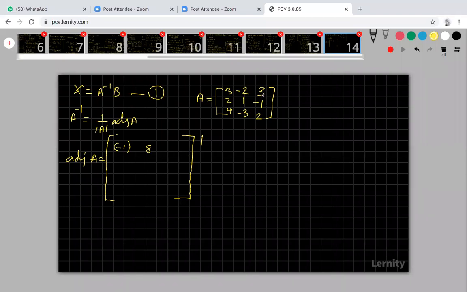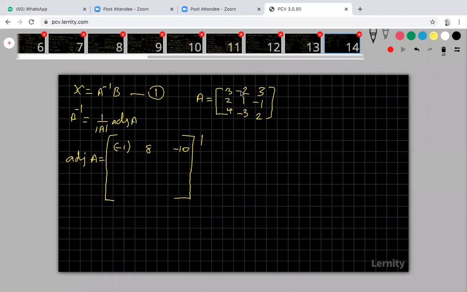Now come to this element. Leave this column, leave this row. So this is minus 6, minus 4, I will get minus 10. I am writing minor only, please try to understand. After that, I will make the cofactors and take a transpose, and I will get the adjoint of A. Now come to this element, leave this column, leave this row, I will get minus 4, this is plus 6.